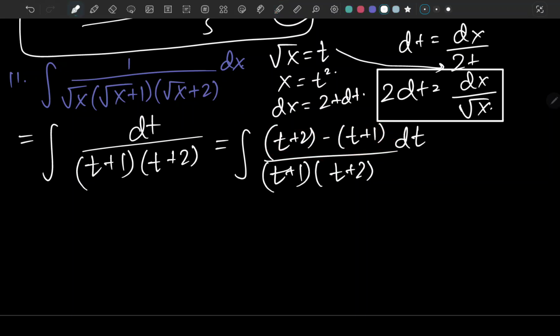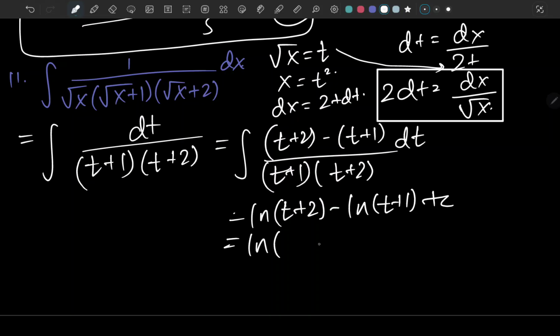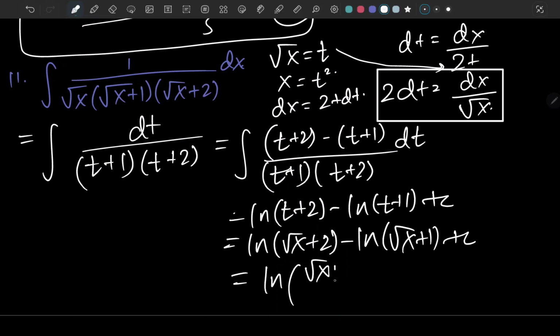And now it's easy. It becomes ln of t plus 2 minus ln of t plus 1 plus c. Replace t with the square root of x: ln of square root of x plus 2 minus ln of square root of x plus 1, or else ln of square root of x plus 2 over square root of x plus 1 plus c. That's it.